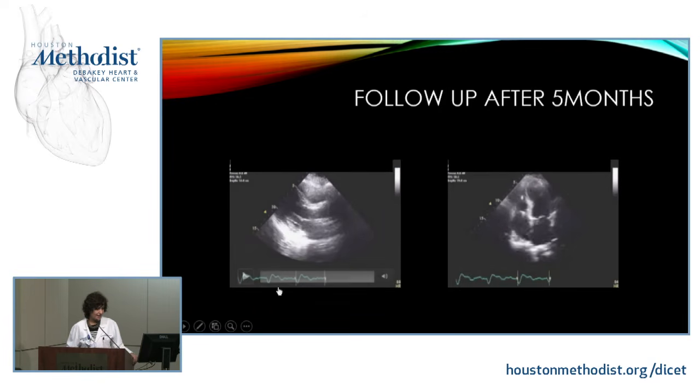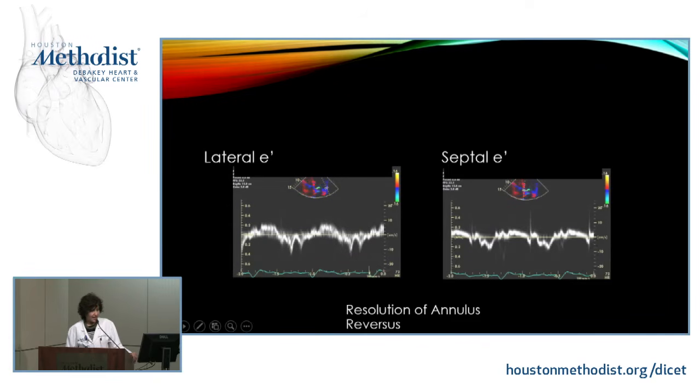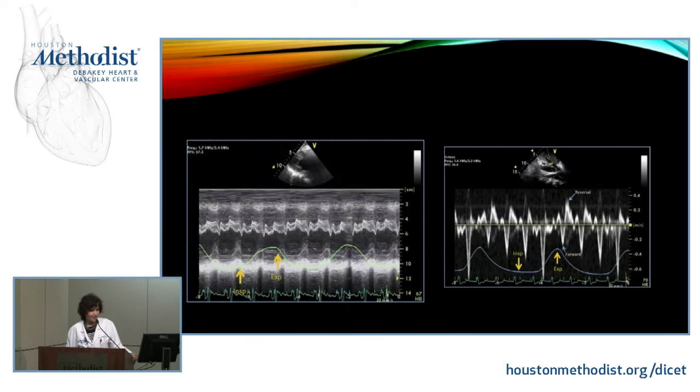Now he has a prosthetic valve. And you see the paradoxical septal motion, the bounce, is no longer present, even though the pacemaker wire is still here. And you see resolution of the annulus reversus. That is, your lateral E velocity is now around 10 plus, and the septal E velocity has decreased. So thank you very much.